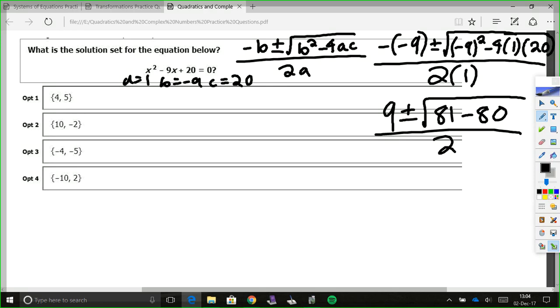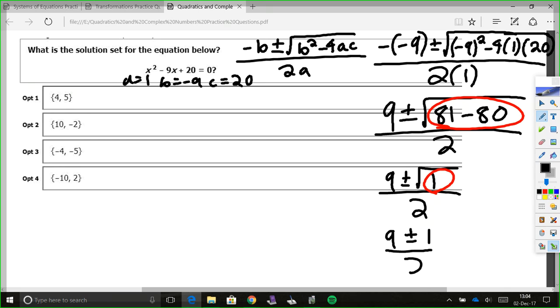So let's keep simplifying. We have 81 minus 80. That's just going to be a regular 1, right, over 2. So again, all I've really focused on from this step to that is 81 minus 80 is just 1. But now what is the square root of 1? Well, square root of 1 is also just 1. So it's going to be the same as 9 plus 1 over 2.